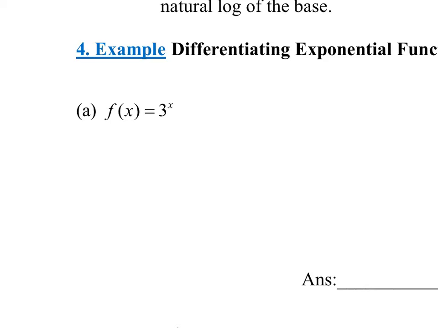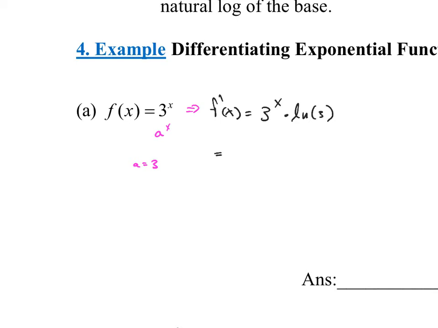So here, if you notice, in our a to the x on this one, a is equal to 3. So if we want to find the derivative of this, f prime of x, we do exactly as we did before, copy and paste. We have to find the derivative of the exponent. Well, it's just x. The derivative of x is 1, so we don't need to worry about that. But we do need to multiply it times the natural log of the base.